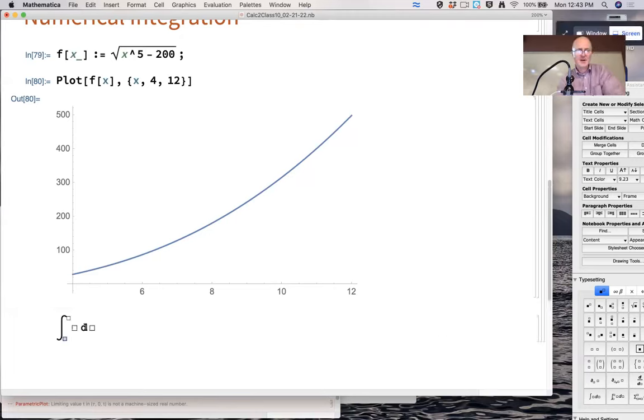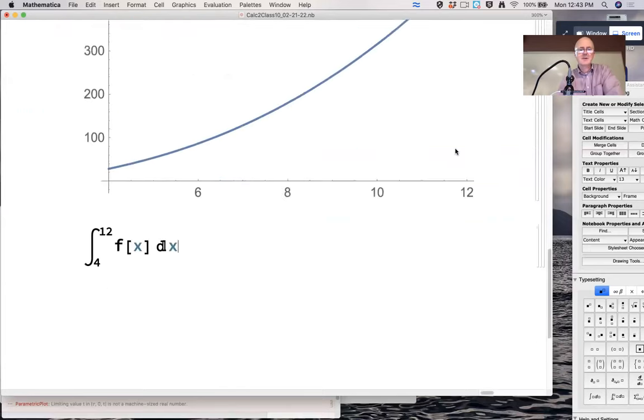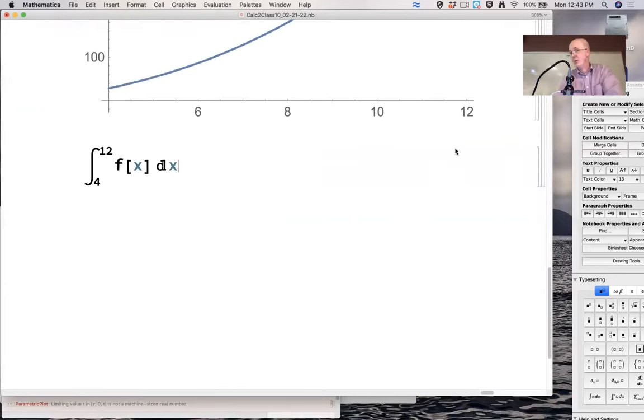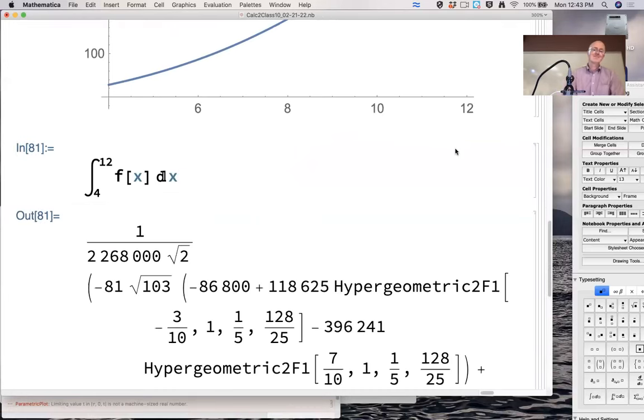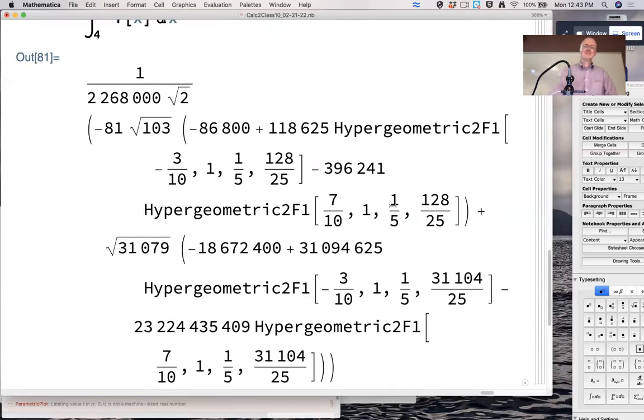Yes. Although if you do this, use the palette to get a definite integral on there and enter it. I don't know if you did this or not, probably not. The answer looks pretty weird. What in the world is that? That's just a way of representing the answer exactly involving something called the hypergeometric 2F1 function. What in the world is that? Don't worry about it.